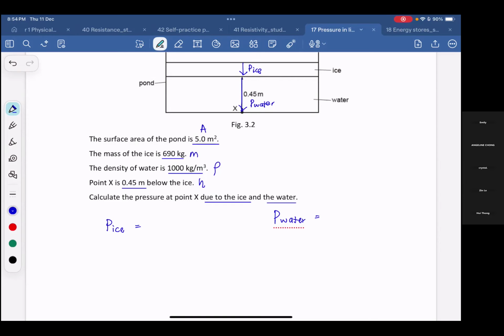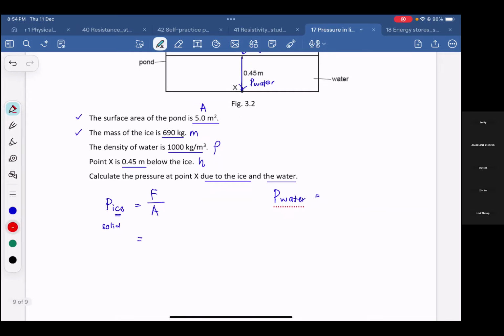So ice is actually solid. What they provided to you is the mass and the area. Okay, so pressure is F over area. So here with the mass, how do you calculate the force due to the mass? Actually here, the force can be the weight. W equals mg. Weight is gravitational force, so it's also one type of force.